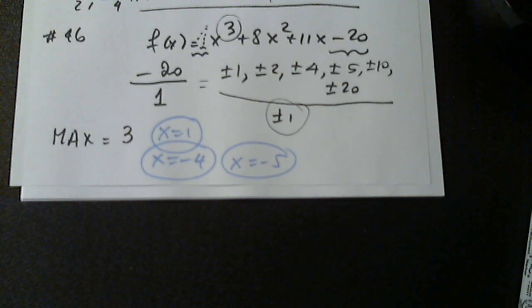And after you do that, then you go to second and table, and you just plug them in one by one. Positive 1, negative 1, positive 2, negative 2, positive 4, negative 4, and so on and so forth. I did not have to continue. There are no more solutions. It's not possible because I found 3, and the degree is 3.